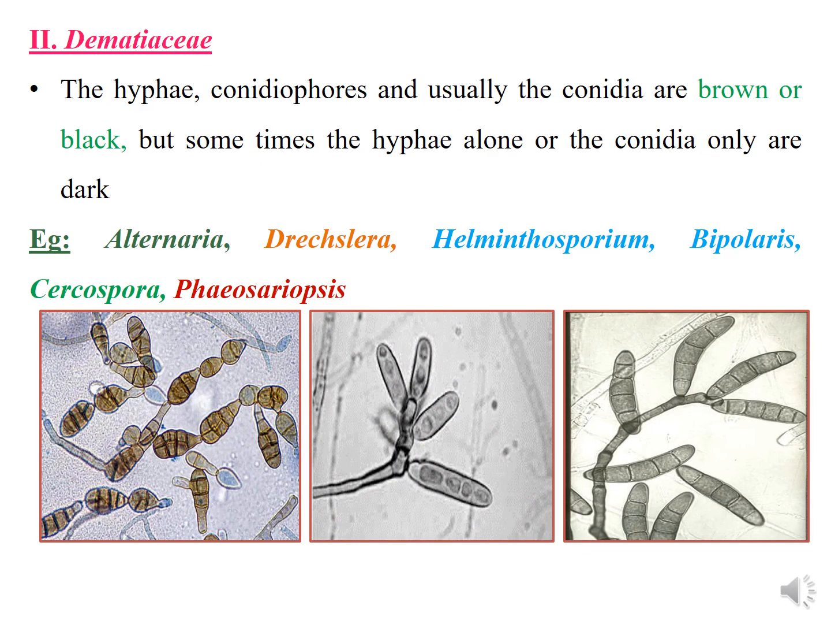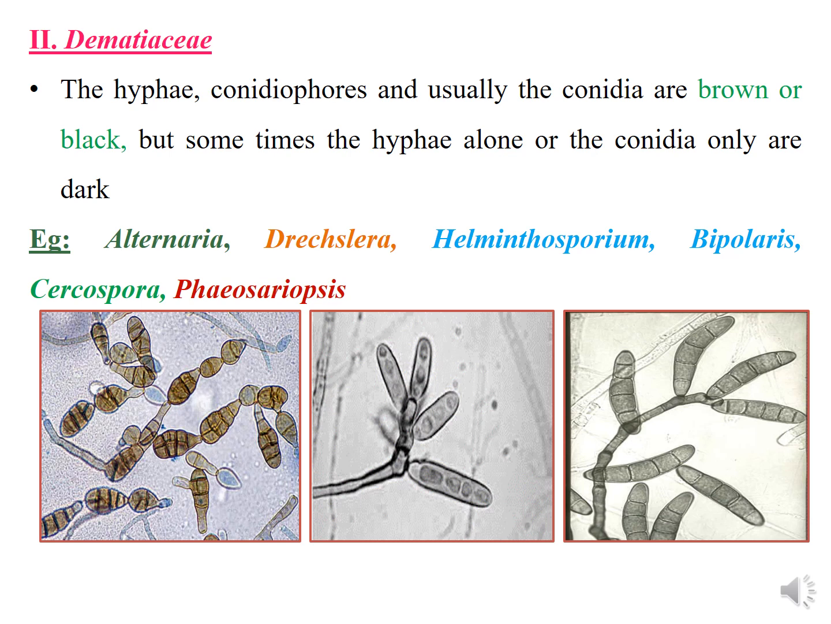And coming to another family, Dematiaceae. One, Moniliaceae, we have studied; under Moniliales we are studying. So second, Dematiaceae. Here in Dematiaceae, the hyphae, conidiophore and conidia are brown or black in color, that is dark color, whereas in Moniliaceae they are hyaline in color, that is light colored.